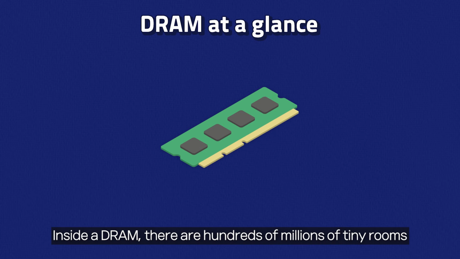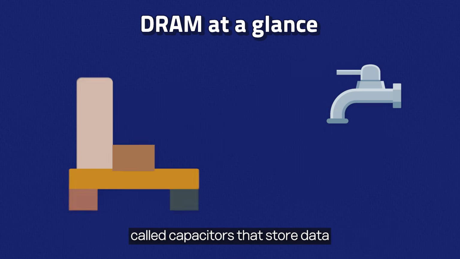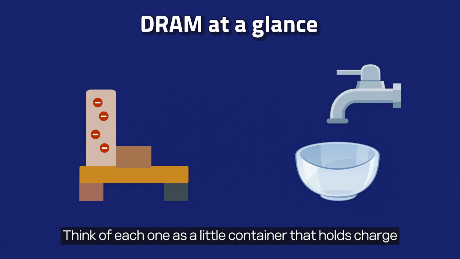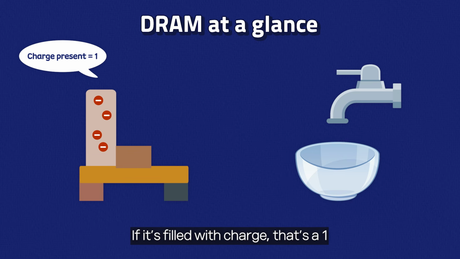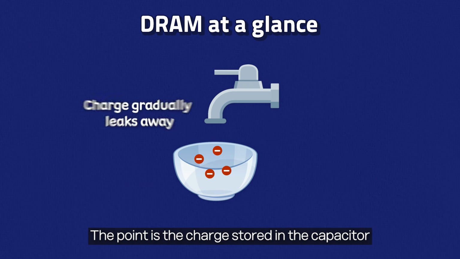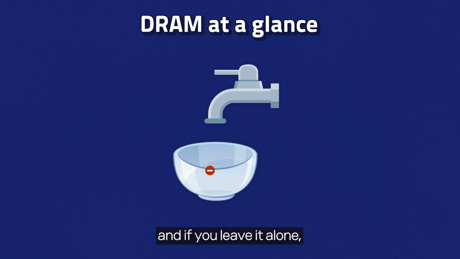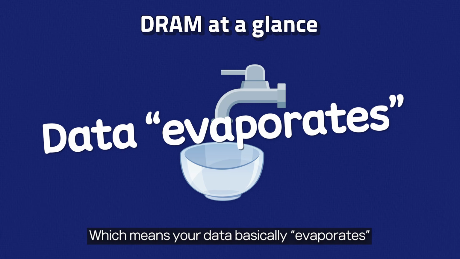Inside a DRAM, there are hundreds of millions of tiny rooms called capacitors that store data. Think of each one as a little container that holds charge. If it's filled with charge, that's a 1. If it's empty, that's a 0. The point is the charge stored in the capacitor inevitably leaks over time, and if you leave it alone, it'll eventually drain away completely, which means your data basically evaporates.